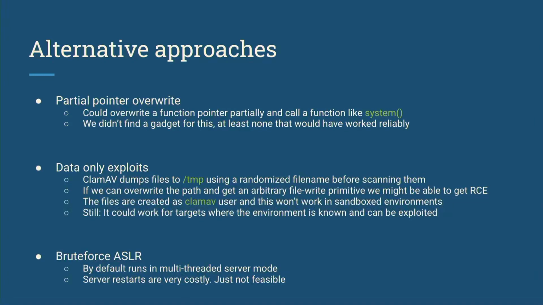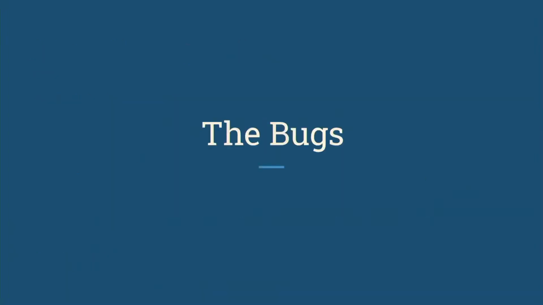For example, when the target environment is known and you know where you would have to place a file, for example, a PHP file or a jar file, to get code execution, this could work. And then the last option is just a naive ASLR brute force. But this won't work because ClamD runs in multi-threaded server mode, which means it would have to restart after every segfault, which can take a long time because it has to load signatures, maybe even download signatures, and so forth.